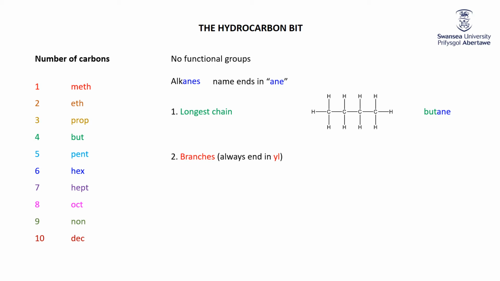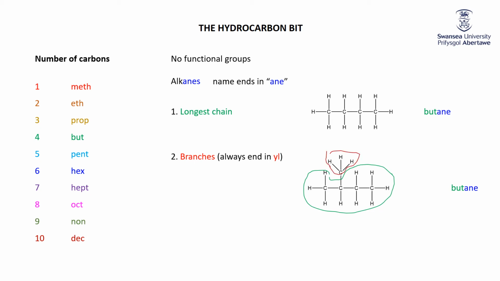And sometimes we'll have branches, and when we want to include a branch in the name, we'll use the same numbering system. We'll put the branch at the start, and its name will always end in yl. Now that's much easier illustrated than just explained. Consider this molecule here. We've got a chain of 4 carbon atoms, circled in green. 1, 2, 3, 4. Always look for the longest chain. So 1, 2, 3, 4 means again it's a butane. But then we also have this 1 carbon branch sticking off. Now 1 is meth, and branches always end in yl, and we put them first, so that makes it methyl butane.